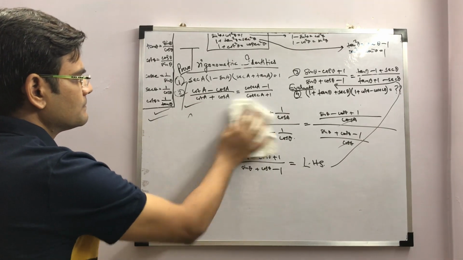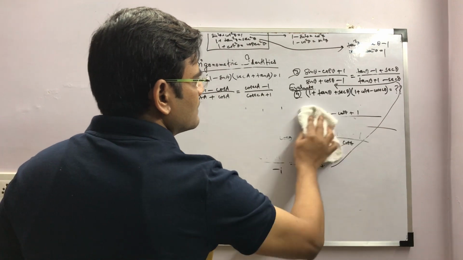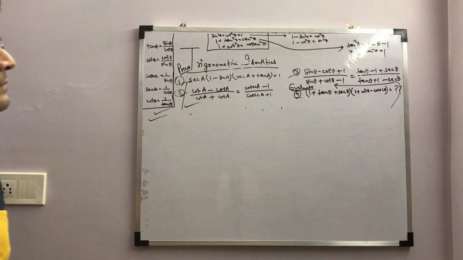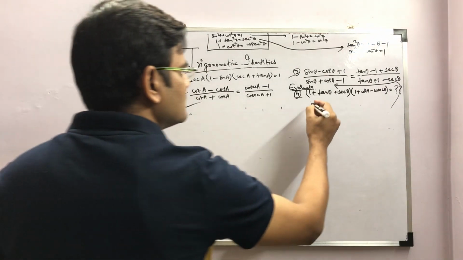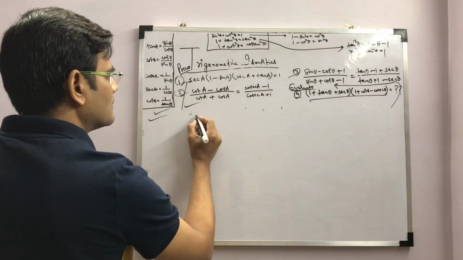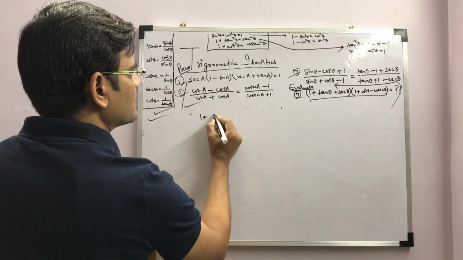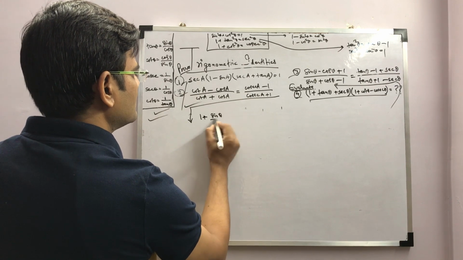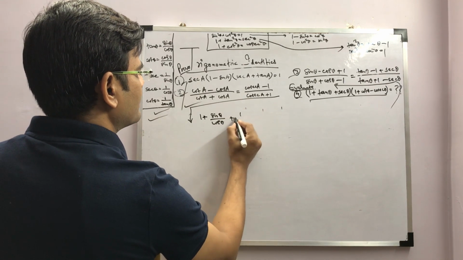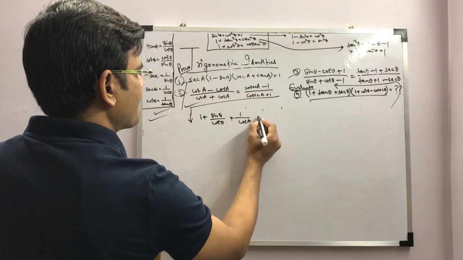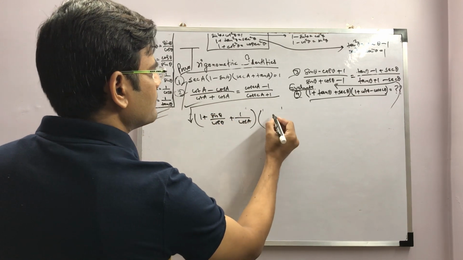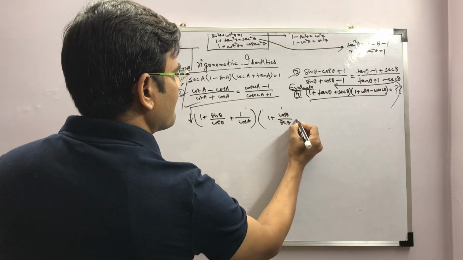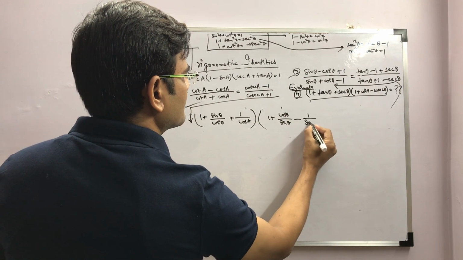The fourth one, what is that long thing? How do I determine the value? I would say again, break this into sine and cos, everything. There is no LHS, RHS. Let me break. 1 plus sine theta by cos theta, 1 by cos theta, into 1 plus cos theta by sine theta minus 1 by sine theta.